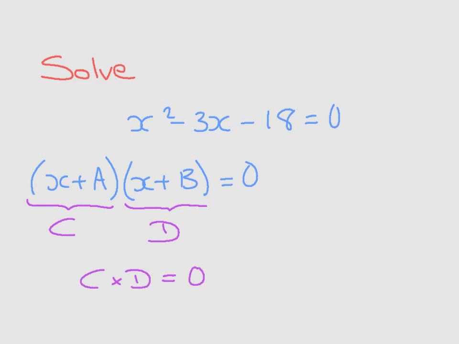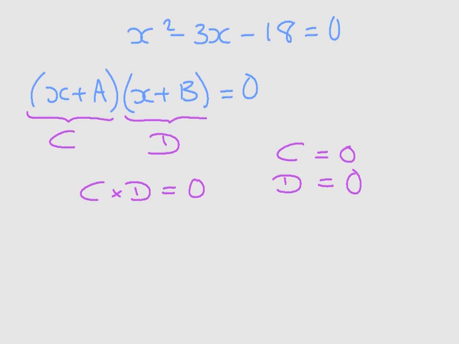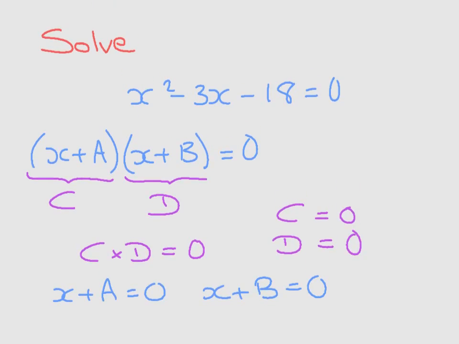Now imagine that I told you that C times D is equal to 0. One thing we could say for certain is that either C is equal to 0 or D is equal to 0. So using that same logic for the expression up here, that can only mean that x + a = 0 or x + b = 0. That leads us to two pretty simple equations that we can solve in order to solve the bigger quadratic equation at the top.